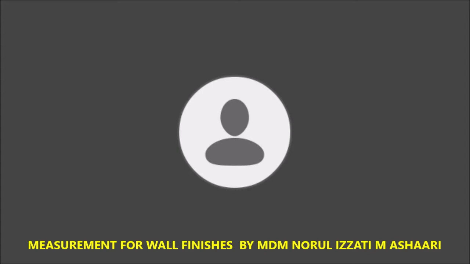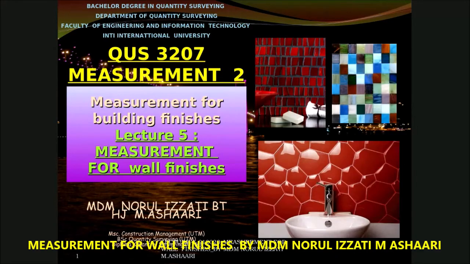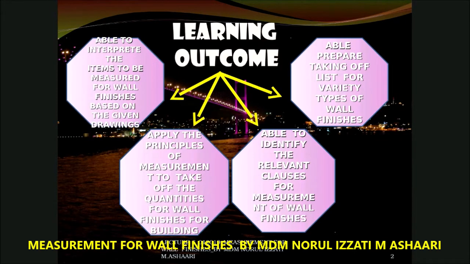Hi everyone. Okay, let's continue with our next measurement for the finishes. Now we have measurement for the wall finishes. This is the continuity from the rule of measurement that you have done before and the measurement for the floor finishes. As usual, the learning outcome: I expect all of you to at least be able to identify the item to be measured, prepare the proper taking-off list, apply the principle to be measured in the BQ, the measure paper, and of course at the end you must be able to prepare the BQ.